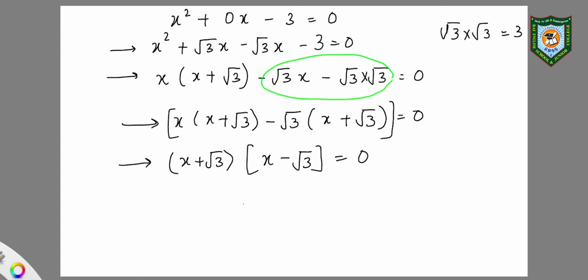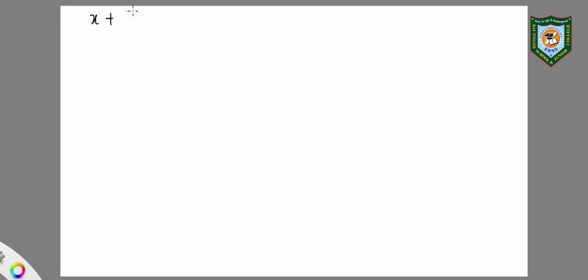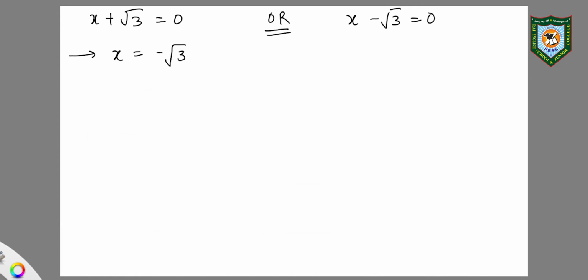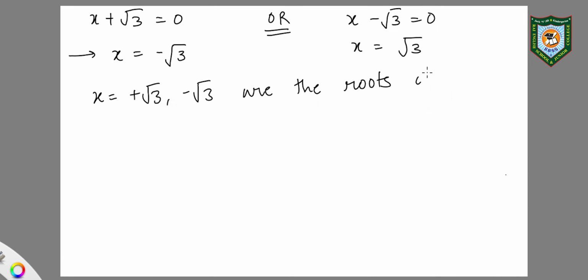So that means x plus root 3 is equals to 0, or x minus root 3 is equals to 0. This implies x is equals to minus root 3, or x is equals to plus root 3. So this implies that x is equals to plus root 3 and minus root 3 are the roots of the given quadratic equation.